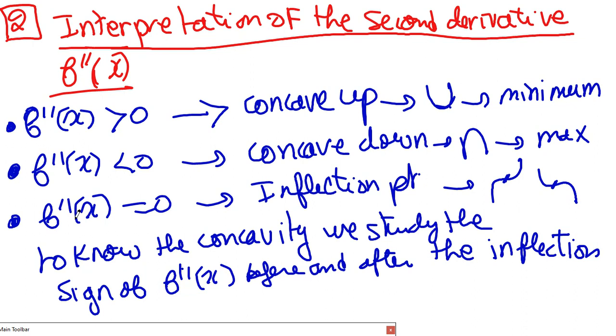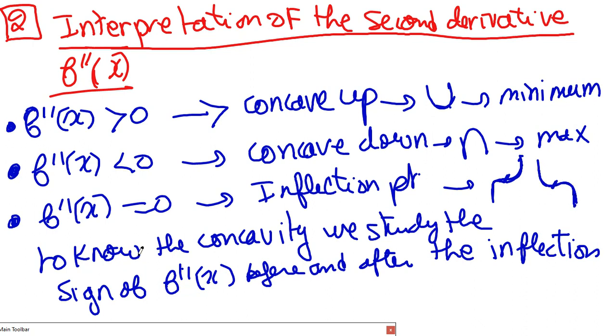But if f double prime of x is 0, it may give me an inflection point. It's not all the time an inflection point. I will tell you why. What does an inflection point mean? It's an S shape. It could be concave down, then concave up, or concave up, then concave down.